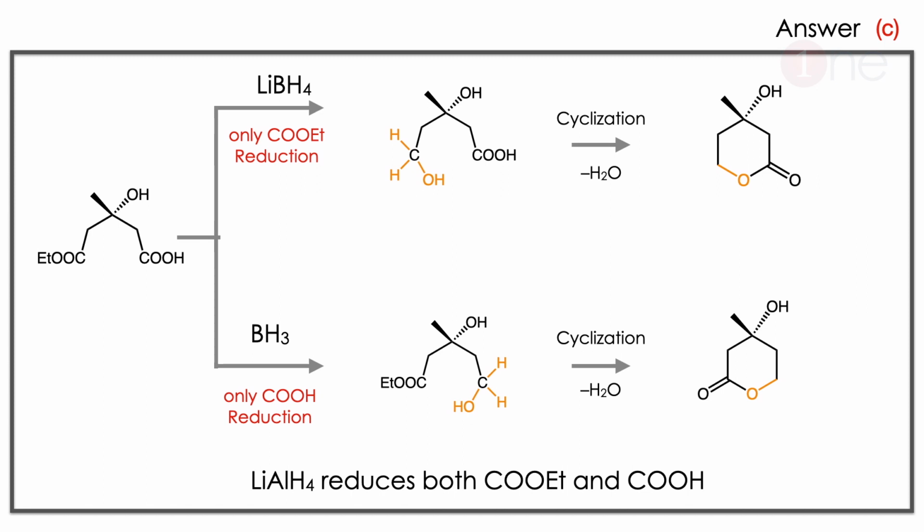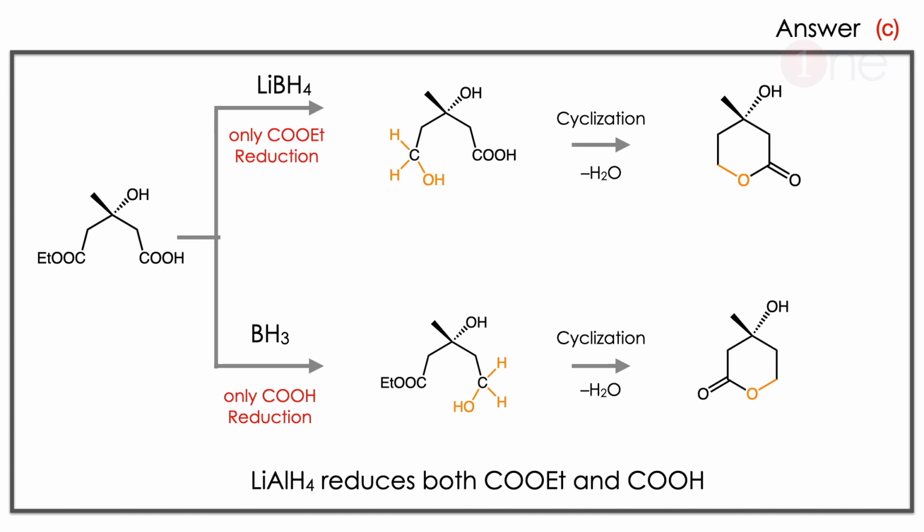The answer is C. Let us see why. Lithium borohydride only reduces COOEt, and borane only reduces COOH. So borohydride for ester, borane for acid. But lithium aluminum hydride reduces both COOEt and COOH. So you should know the selectivity here.